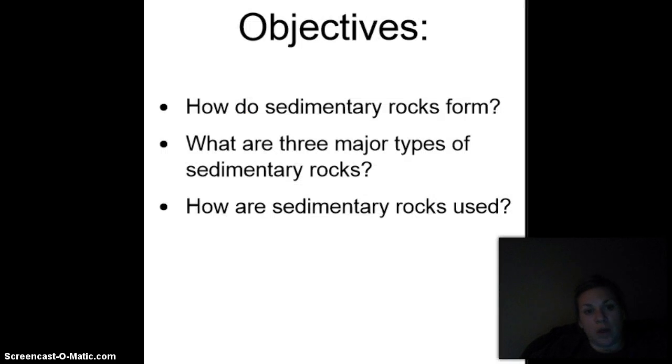Our objectives, you do probably want to write these down. How do sedimentary rocks form? What are 3 major types of sedimentary rocks, and how are sedimentary rocks used? These 3 things you should be able to answer by the end of this presentation.